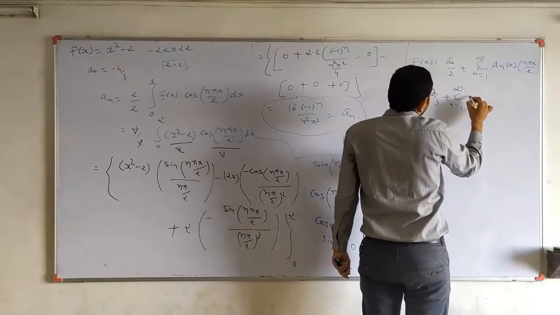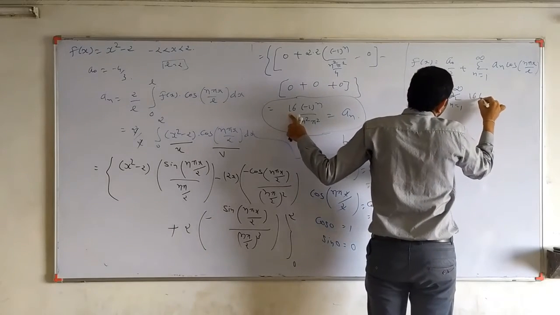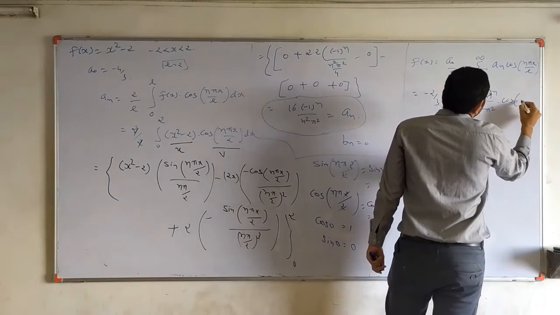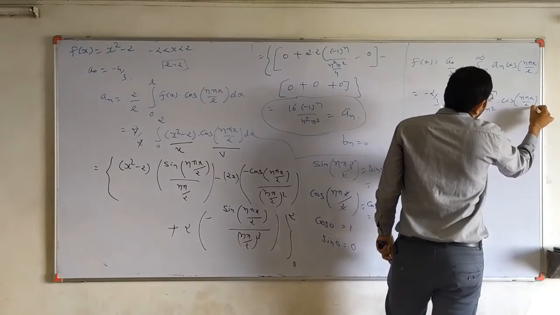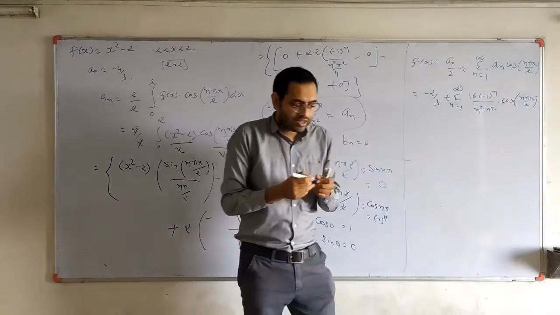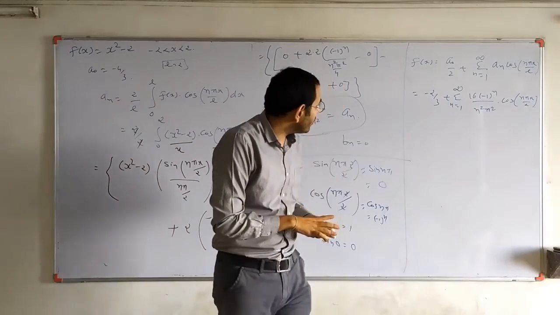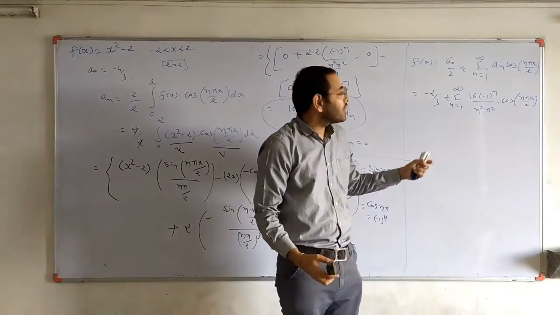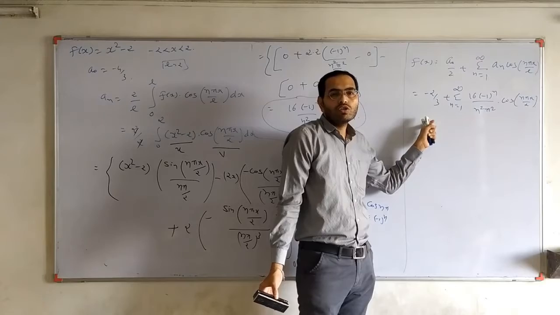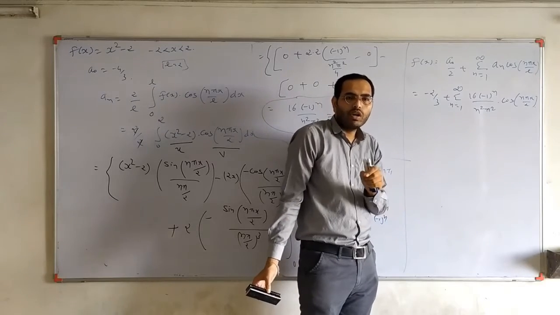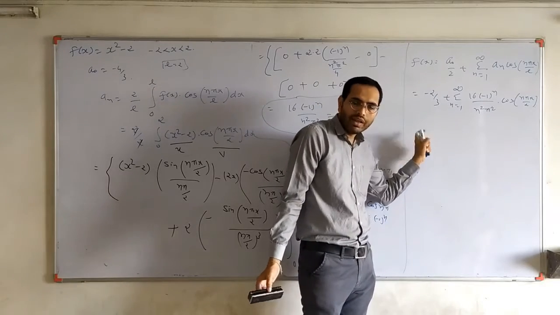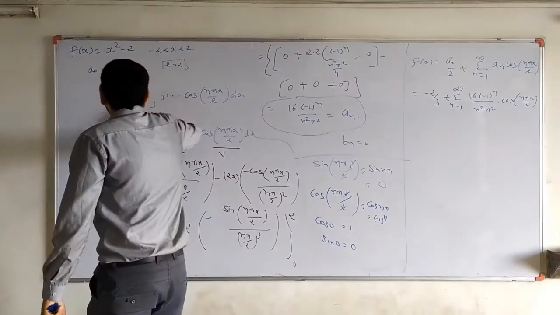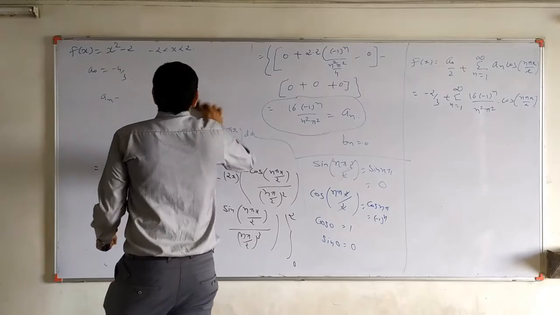Summation n equal to 1 to infinity an, that is 16 into minus 1 to n upon n square pi square into cos n pi x by 2. That is the Fourier series. No need to expand this term. If our question also asks to deduce a particular function or particular expansion, then we expand this. Otherwise, no need to expand or solve this.